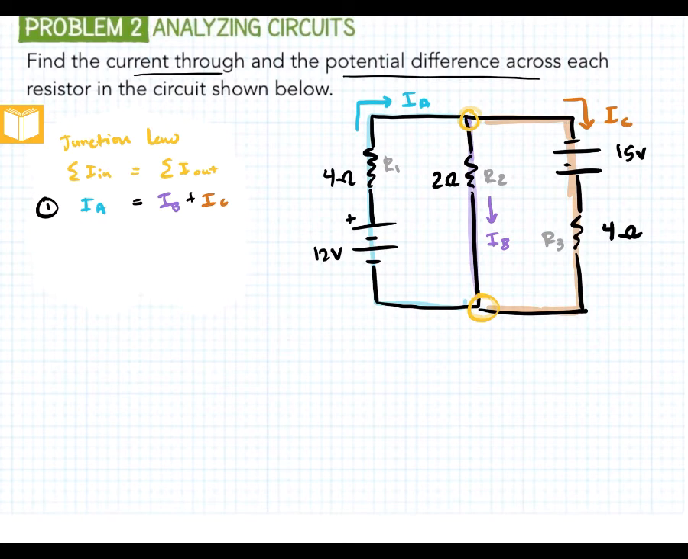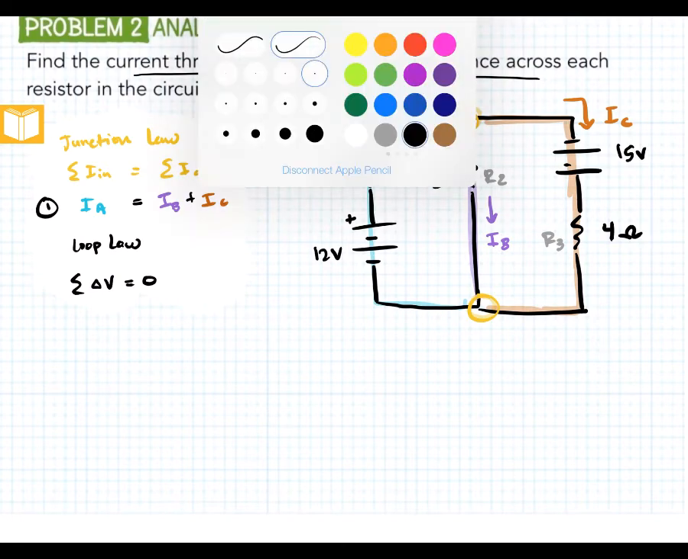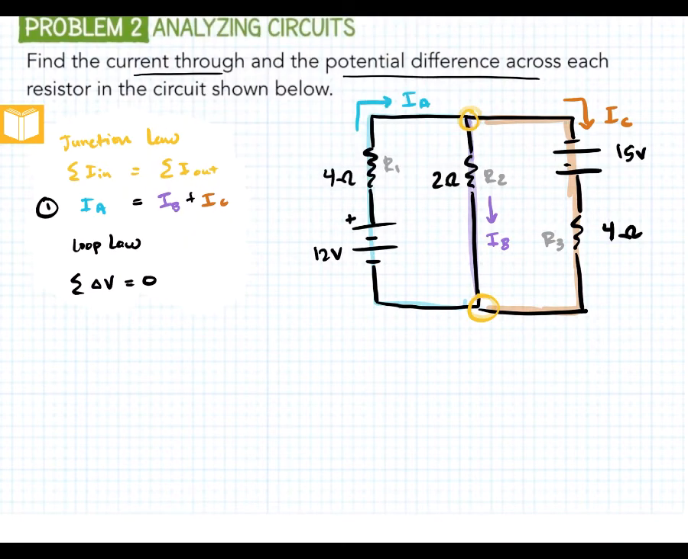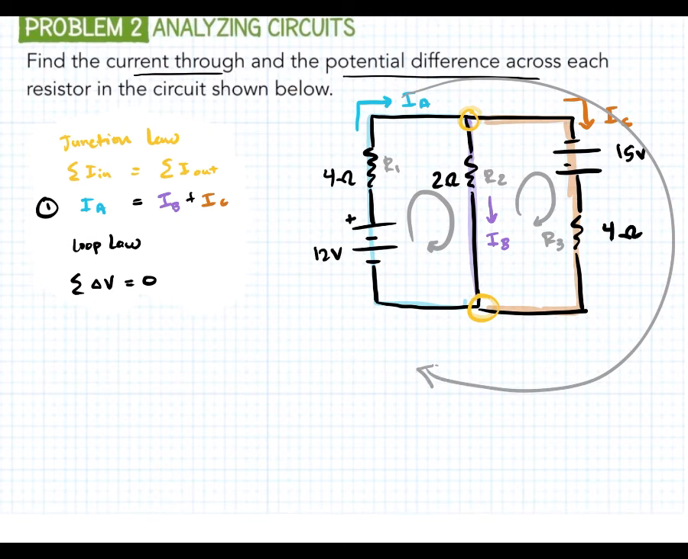All right, so we've exhausted what we can do with the junction law, but now we want to use the loop law. Loop law says when we sum up all the changes in voltage, we should get 0. We actually have 3 different loops we can go through. So I'm going to look at these. Here's loop 1. Here's loop 2. And then you can go all the way around the outside for loop 3.